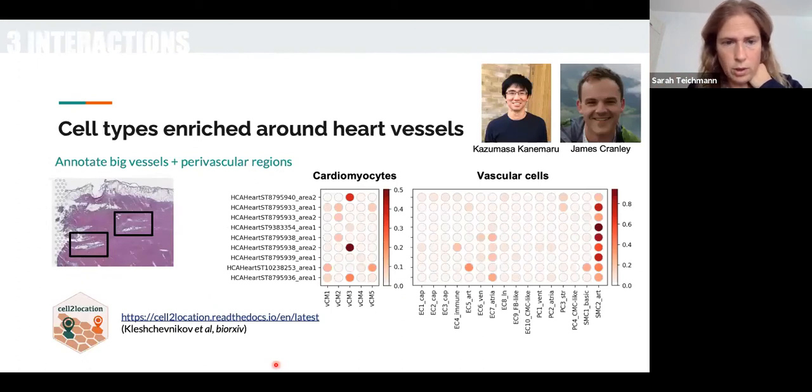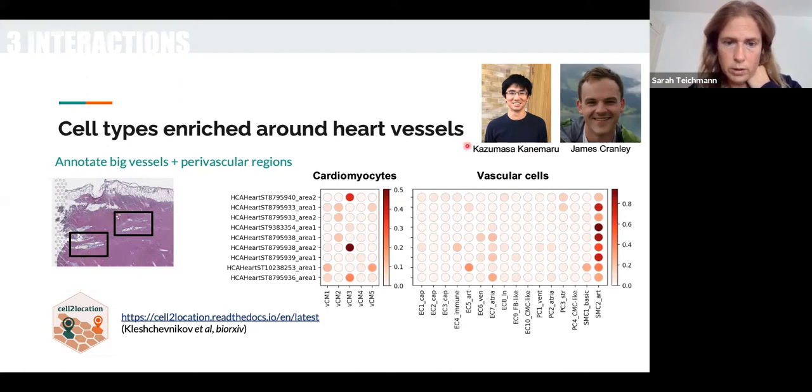Going back to the organ that's been a focus here, which is the heart, in that spatial transcriptomics data, in those tissue sections that I mentioned earlier, Kazumasa, James, and collaborators are able to manually annotate from a histology point of view large vessels and the perivascular regions. And of course, the transcriptomic data here is charted in 50 micron spots. So we have 50 micron diameter features from which we can read out the transcriptome in these particular histological regions.